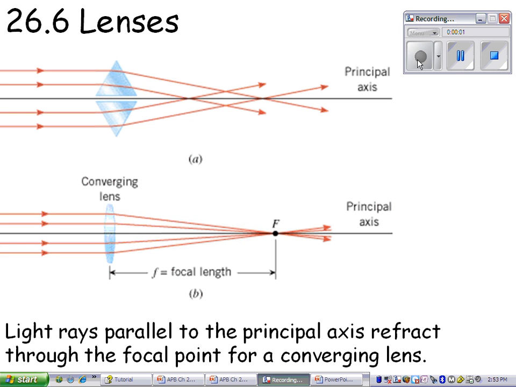Today's lesson is to discuss lenses. What we have up on top here are two prisms. One's upside down, one's right side up. You'll see that these light rays parallel to the principal axis tend to refract towards each other. If you make this prism into more of a lens shape, these light rays parallel to the principal axis will actually meet at the focal point. And so light rays parallel to the principal axis refract through the focal point for a converging lens.